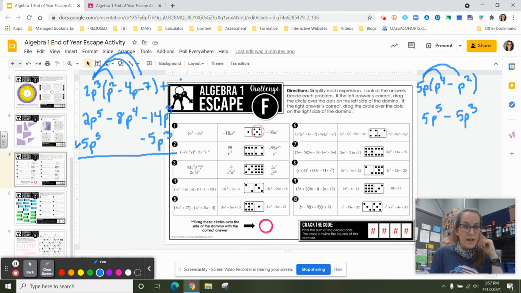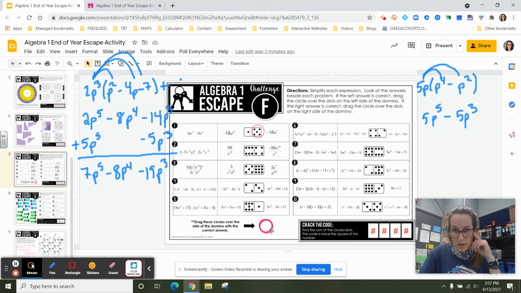So 2p to the 5th plus 5p to the 5th is 7p to the 5th. I've got negative 8p to the 4th, and negative 14p cubed plus a negative 5p cubed is negative 19p cubed. If I grab my little circle, I've got 7p to the 5th minus 8p to the 4th minus 19p cubed. It looks like that's that right-hand side. So I'm going to put my circle right here on top of the 2 domino.